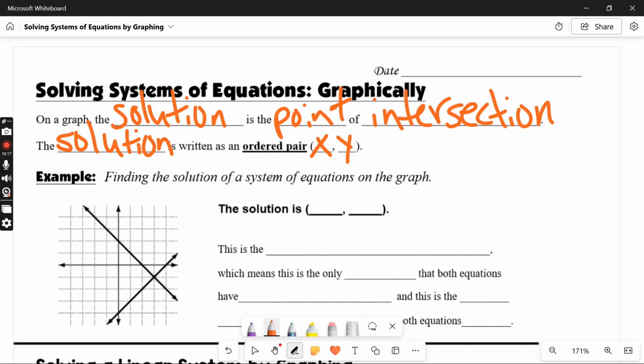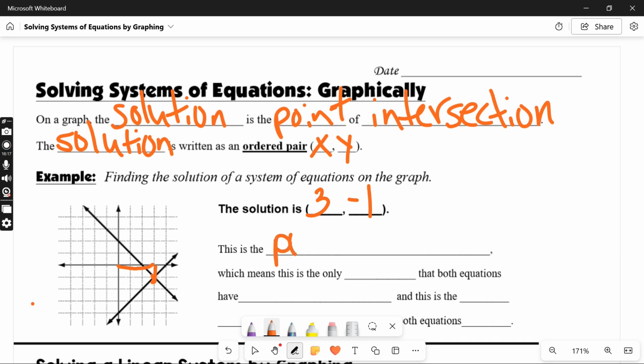All right, so what we're looking for is where two lines cross, and we always do x, which is to the left or right first, and then y, which is up or down. So here, this is the point where those two lines cross. I go right 3 and down 1. So this would be 3, negative 1.